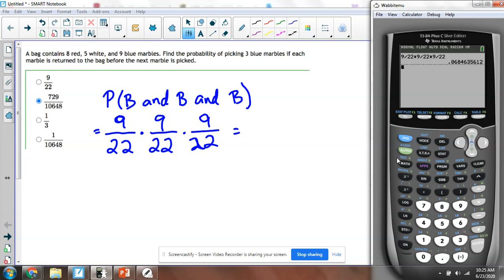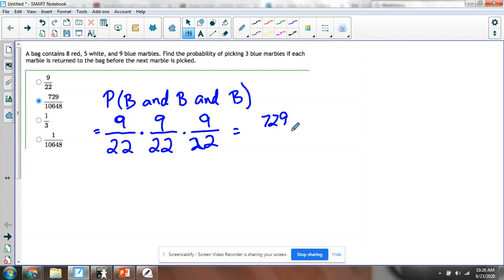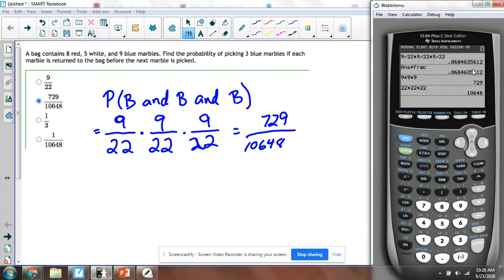You'll get a decimal if you hit the math button here. Math, enter, enter. Okay, it's too big of a value to calculate. So there's another way you could do this. You could just say the numerator is 9 times 9 times 9. So the numerator is 729, and the denominator is 22 times 22 times 22, so that'd be 729 over 10,648. Another way you could do it is just, this is the decimal answer. So just plug each of these into your calculator and see which one gives you the same decimal as the one you got. And you'll notice it's the second one.